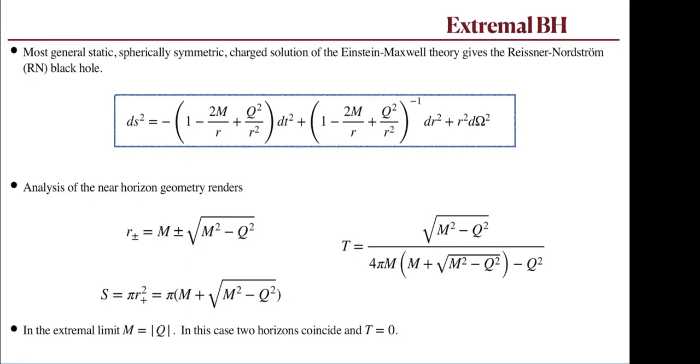You will see that you have two horizons, which you probably know. And then the temperature is given by this thing, with M squared minus Q squared and all those things. So for the temperature to be real, you would of course say that my mass has to be greater than or equal to the charge. The extremal limit is basically saturating that bound, when you set the mass equal to the charge. In this case, these two horizons coincide and you will only have one horizon, r plus equal to r minus.